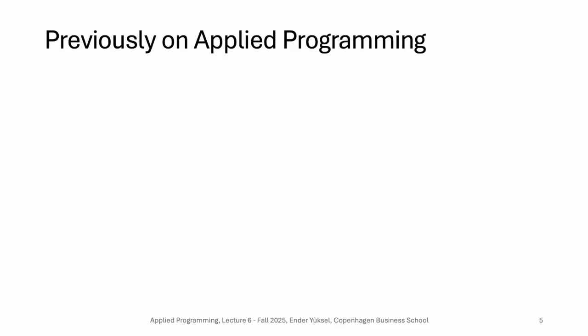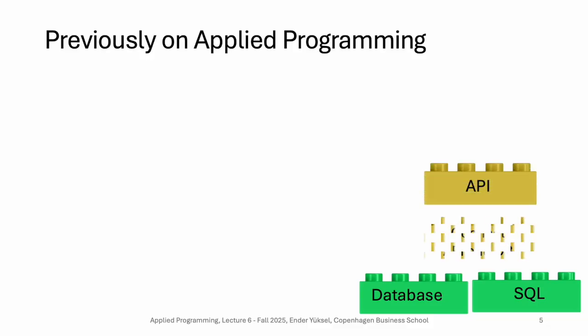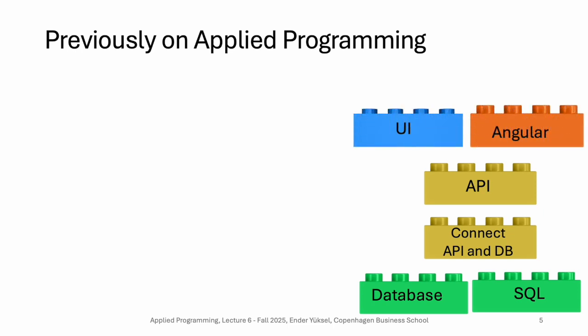Now, let's reorder these building blocks that we have. At the bottom, we have the database, and we use SQL for both creating our database and also for manipulating the data. This is our data layer. Above the data layer, we have our web API. Then, we connected our data layer and the web API. Above these layers, we have our front end.